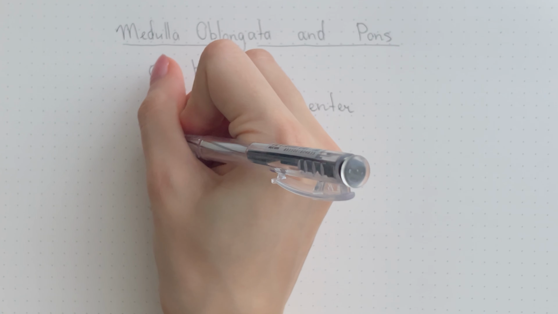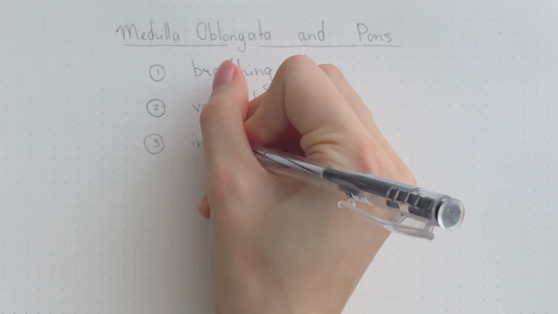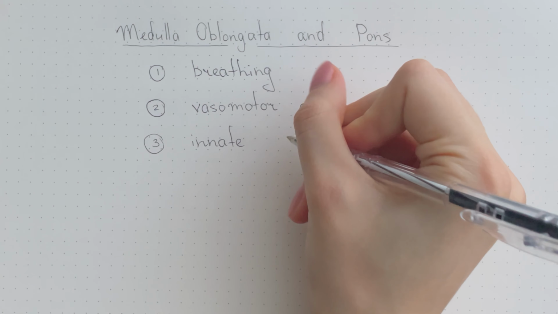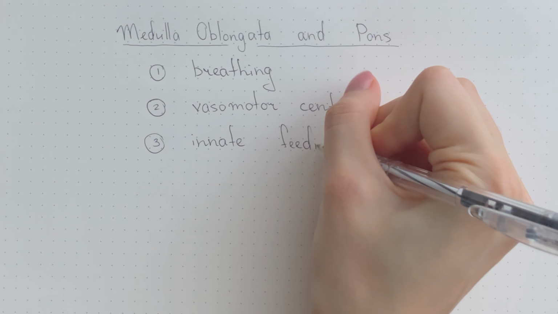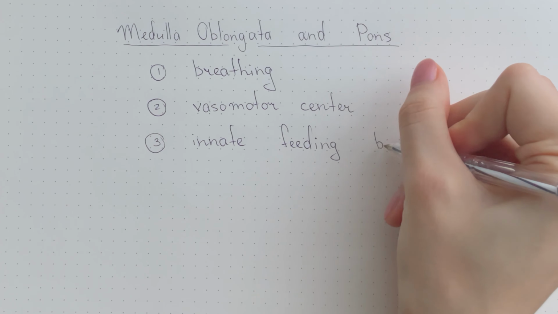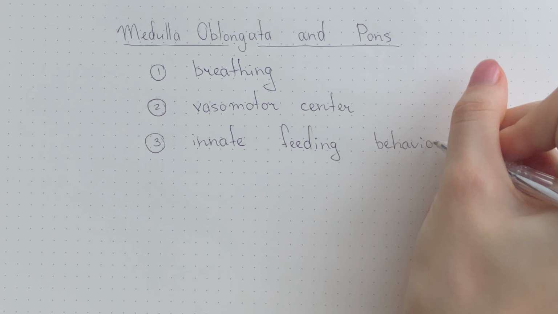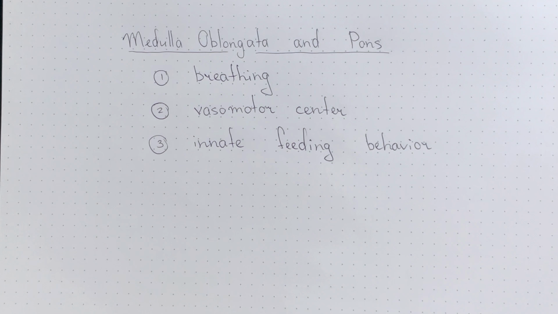Third, everything connected with innate feeding behavior is based here. Taste centers, centers that initiate swallowing, salivation, the sucking reflex, spitting, vomiting, everything that's in an infant must function immediately. Otherwise, the child will not be able to feed.